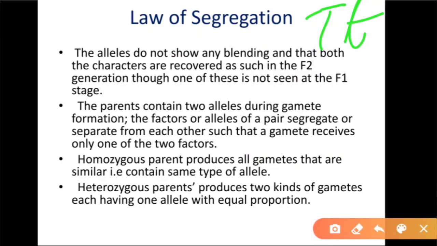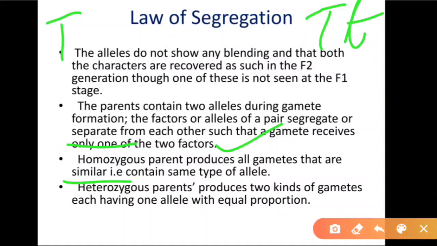They can separate. The parents contain two alleles, and during gamete formation the factors of an allele pair separate, or segregate from each other, such that the gamete receives only one of the two factors. Homozygous parents produce all gametes that are similar.